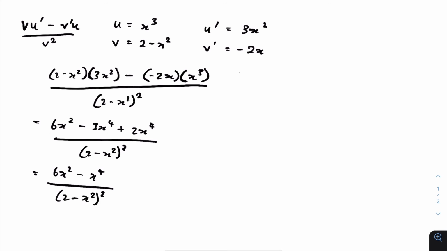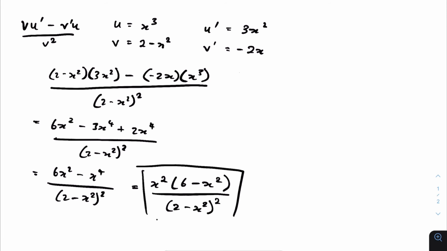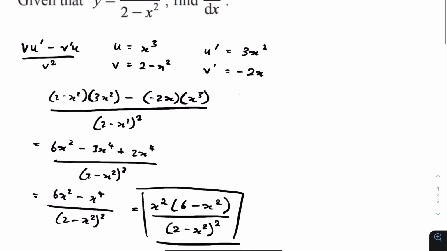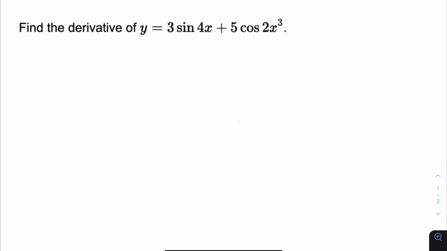x squared squared. And we can just factor out the x squared in the numerator. X squared times 6 minus x squared over 2 minus x squared squared. And we can just leave it like this. This is perfectly fine. And that's this problem solved. Let's just do one more before we wrap up this video and effectively this section of the channel. So let's wrap up this video with this last problem.